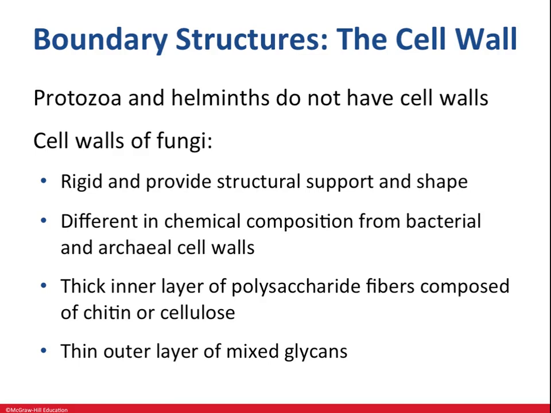Protozoa and helminths don't have a cell wall. Fungi do have a cell wall. The cell wall of fungi is made of chitin. Chitin is another form of polysaccharide. It is rigid and provides structural support for the fungi. So the composition is different from the bacteria and archaea cell wall.